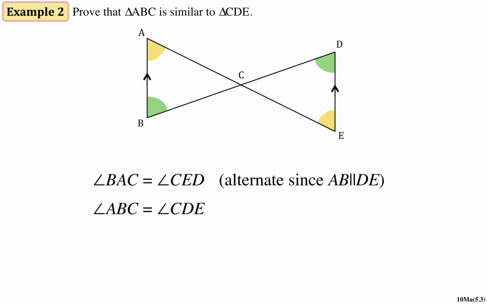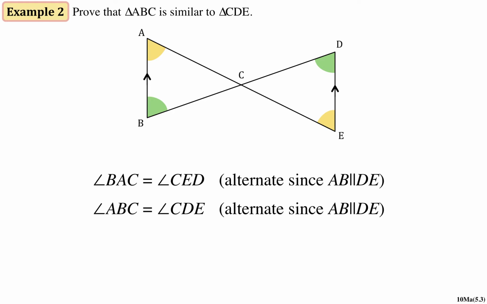Well, we've got some other angles. Let's try looking at the shaded green ones. Angle ABC, this one here, that's A to B to C, and angle CDE, C to D to E. They're both alternate as well because I've got parallel lines and there's a Z shape. Backwards sort of sideways one, but it's there. So they're also alternate because AB and DE are parallel.